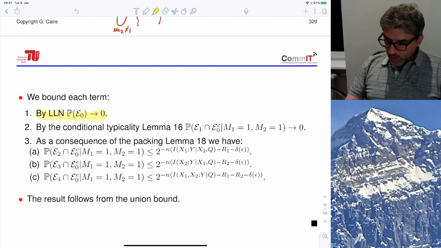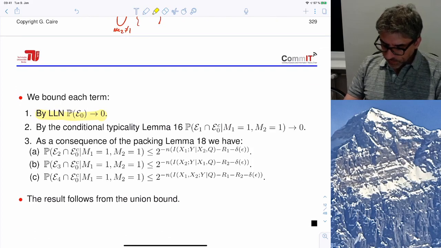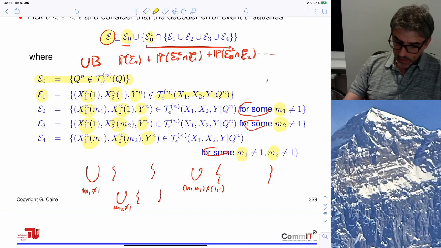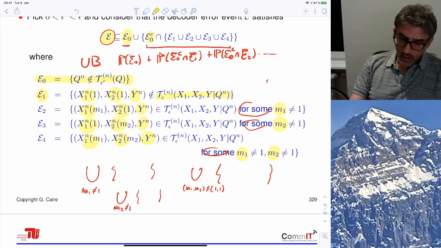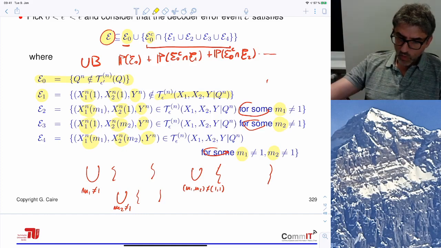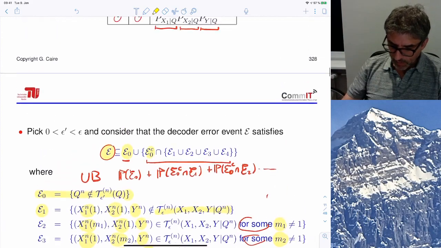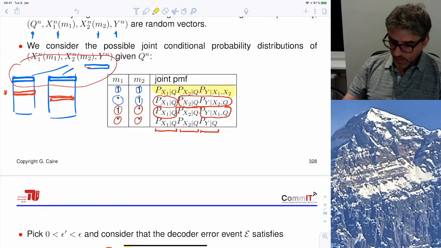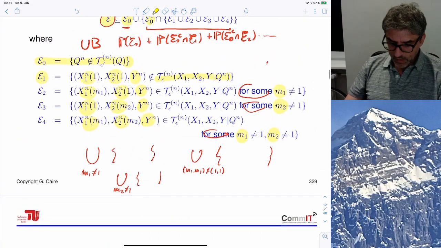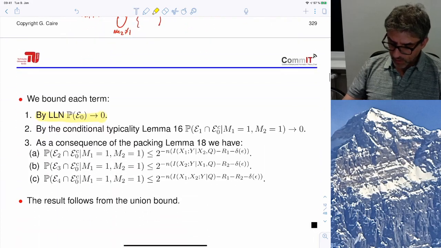Then we use the conditional typicality lemma that says, okay, if Q is typical and we generate x1, x2, and y, where x1, x2 are generated according to the correct probability and y is the output corresponding to x1, x2, so basically x1, x2, and y follow the correct joint distribution, then the probability that this triple is non-typical also vanishes. And this is the conditional typicality lemma, because we use the conditioning with respect to Q, and this settles that one.